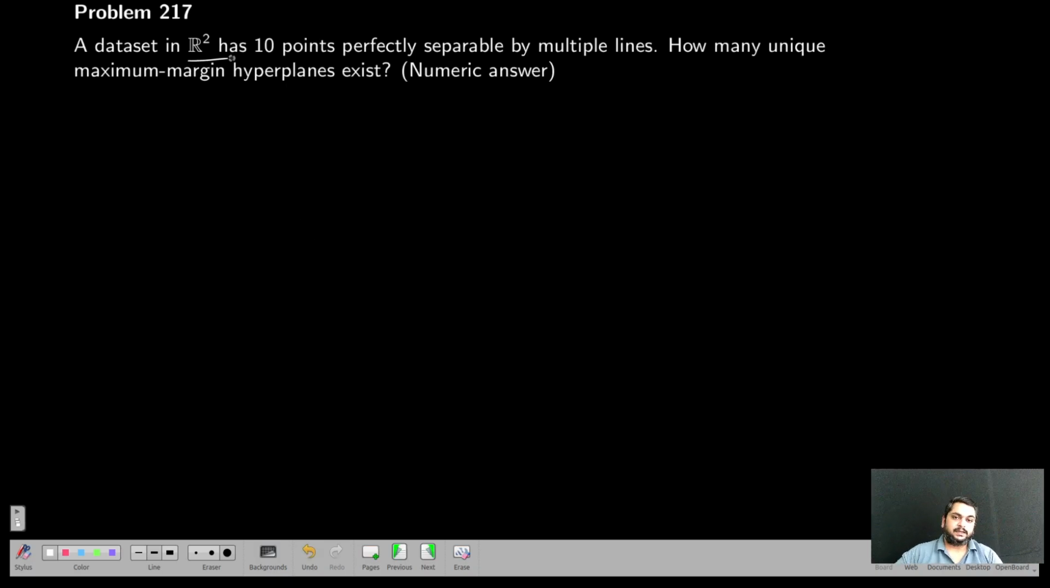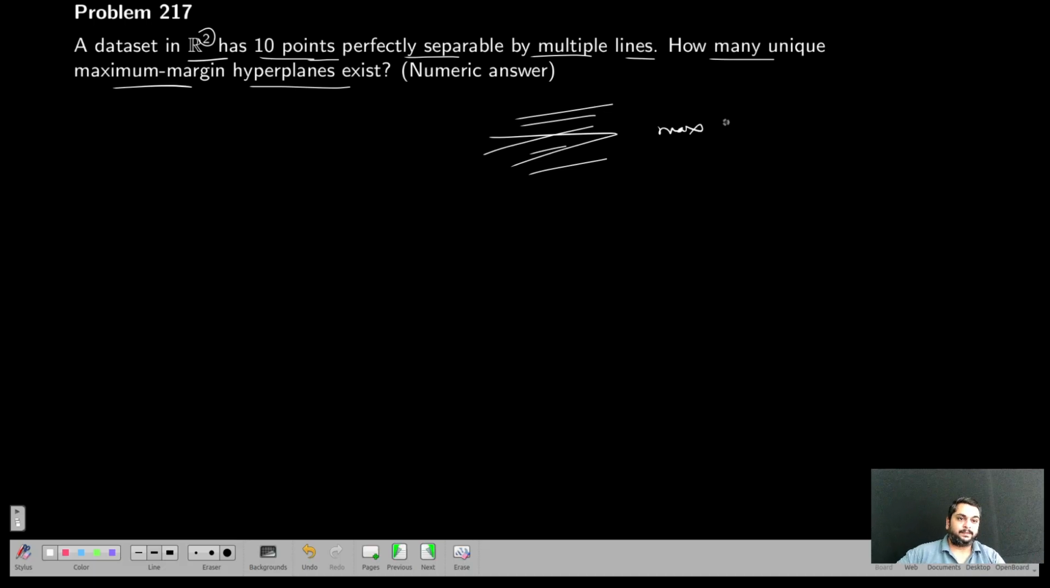A data set in R square, meaning 2 dimensions in real space, has 10 points perfectly separable by multiple lines. How many unique maximum margin hyperplanes exist? There may be any number of hyperplanes; you can have hyperplanes like this between two classes, any number. But what am I doing in SVM? I am trying to find the maximum margin. So there will be only one unique maximum margin hyperplane. So the answer is 1.